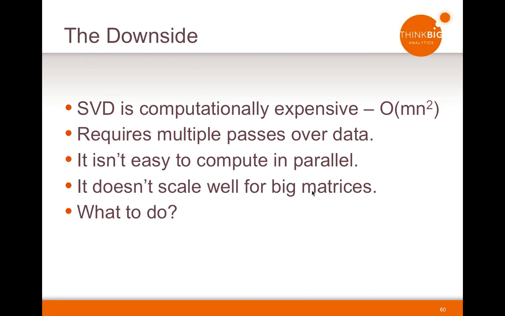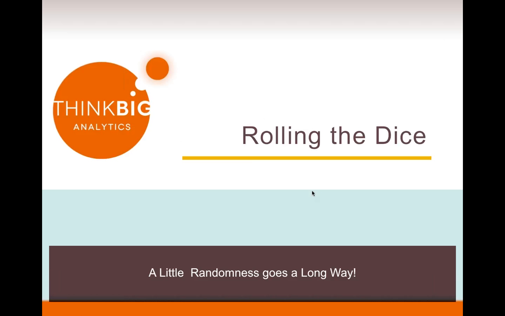So what do we do? And the answer here is rolling the dice, essentially. Random projections, a little bit of randomness goes a long way. When we introduce a random variable, we can make the computation a lot simpler, a lot easier to parallelize.